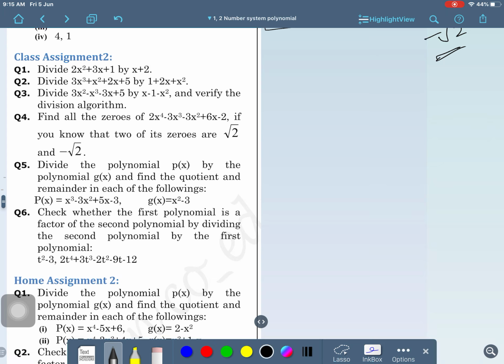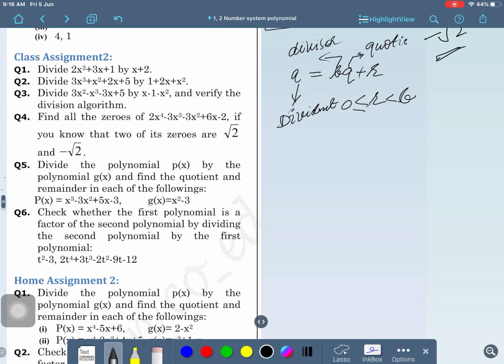Do you know the division algorithm? The division algorithm is Euclid's division lemma: a equals bq plus r. Do you remember or not? Where r is greater than or equal to 0, but always less than b. This is called the dividend, this is called the divisor, this is called the quotient, and this is called the remainder.